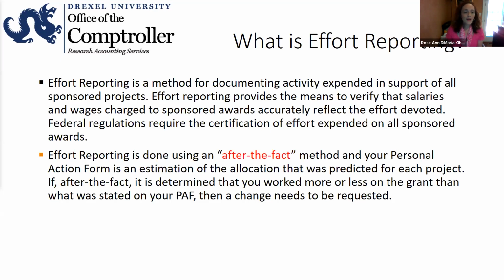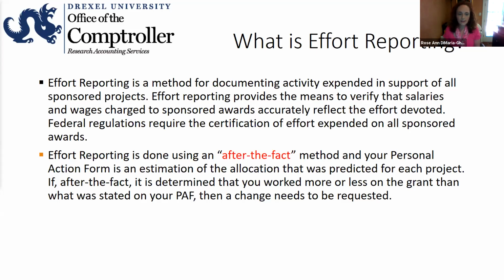Okay, thank you. So effort reporting is a method for documenting activity that's expended on all sponsored projects. Effort reporting provides the means to verify that salaries and wages are charged to the sponsored awards accurately and reflect the effort devoted. Federal regulations require the certification of effort expended on all sponsored awards. So this is really why it's critical that, if you're on a federal award, you sign off on these effort certifications and that we're accurately reporting the effort.